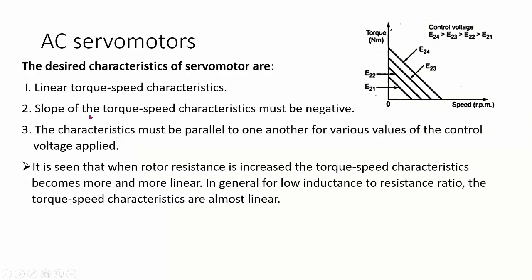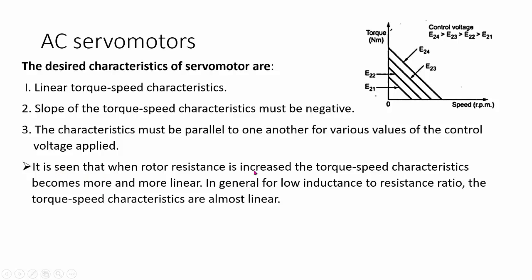The second requirement is that the slope of the torque-speed characteristic must be negative. This is what I explained in the previous slide. The characteristics must be parallel to one another for various values of the applied control voltage. This is also shown in the graph.